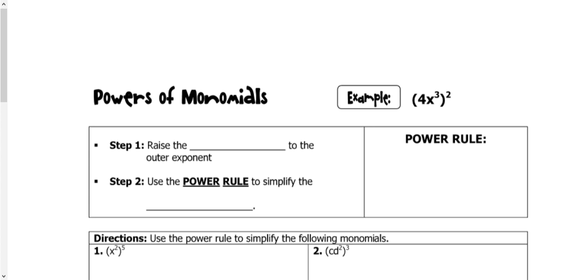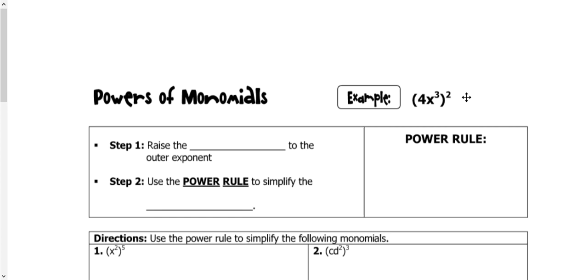Hey gang, here we are with the third lesson of Unit 6. This lesson is all about powers of monomials. An example of a power of a monomial is, if you look right here, we have the quantity 4x to the third, quantity squared. That is an example of a power of a monomial.